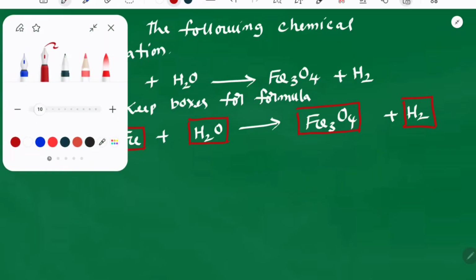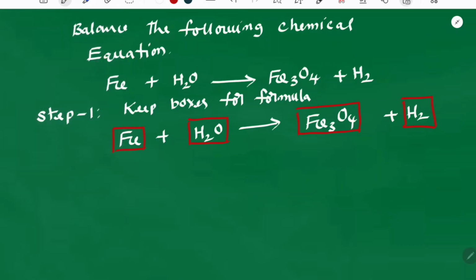Next, second step. So I hope you understood step 1. Very simple. What is step 1? Just keep boxes around the formulas. Whatever formulas we have written, just put boxes around them.